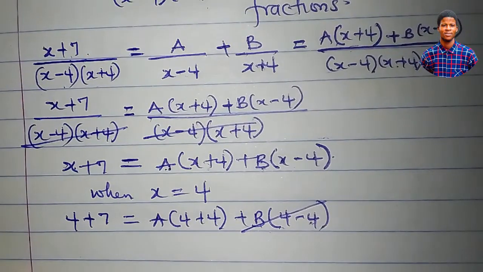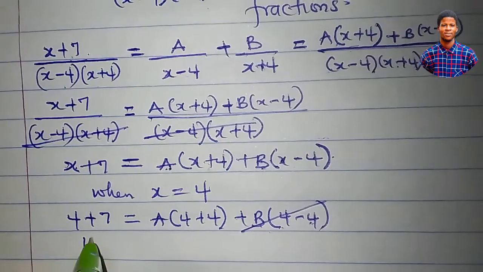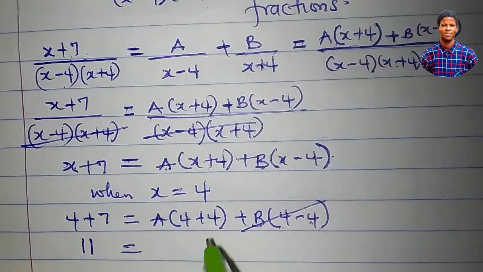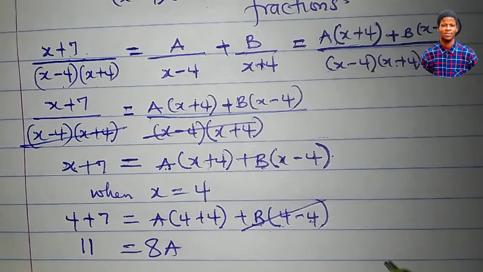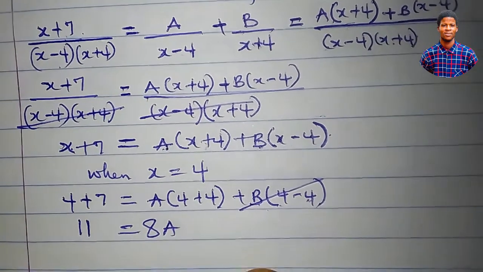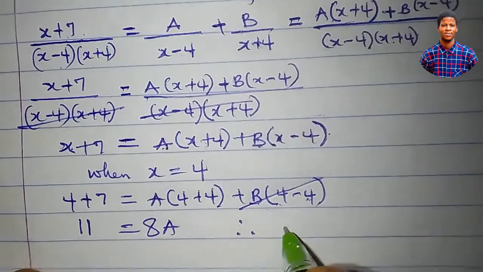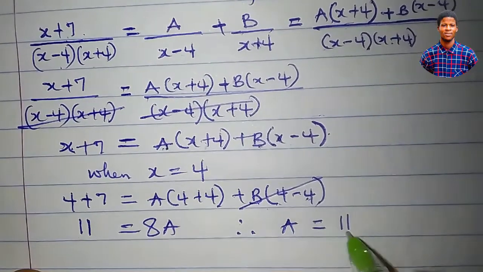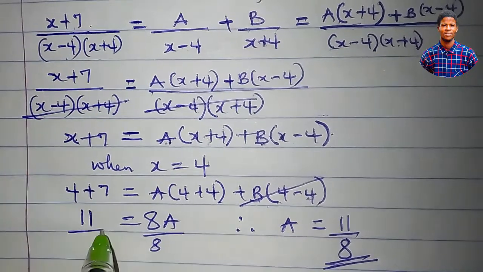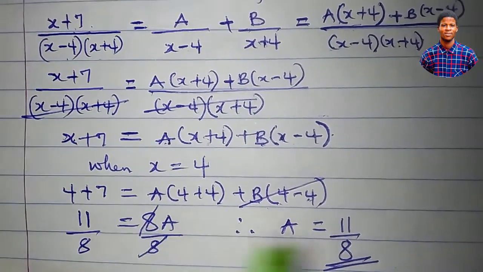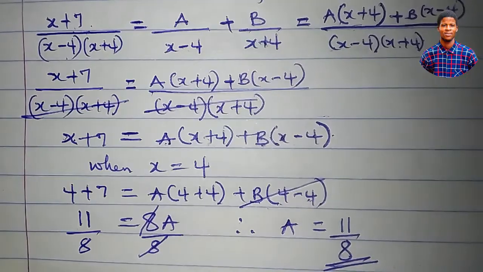I can easily get the value of A now. 4 + 7 is 11. 4 + 4 is 8. 8 times A is 8A. Divide both sides by 8. It means that A is equal to 11 over 8. 8 will cancel 8. So what's A now? 11 over 8.